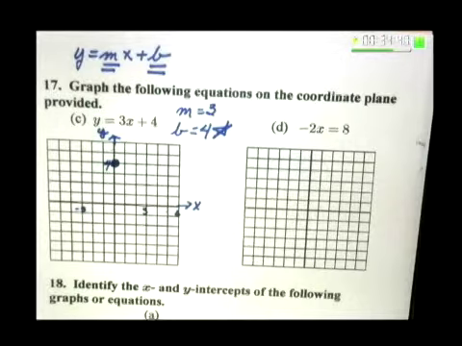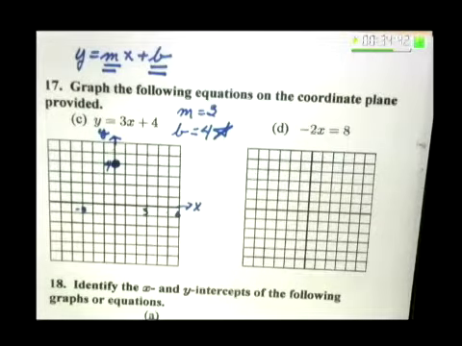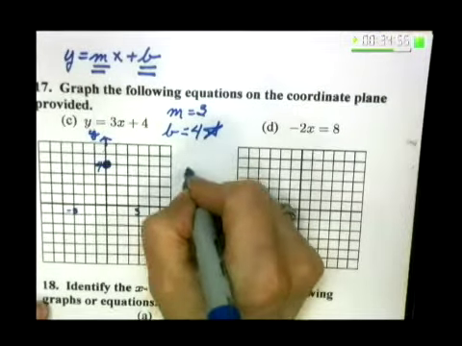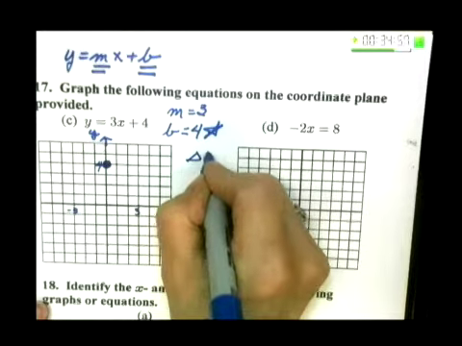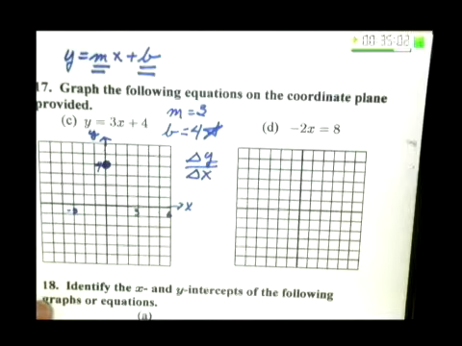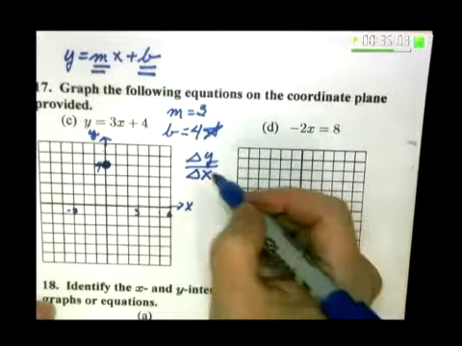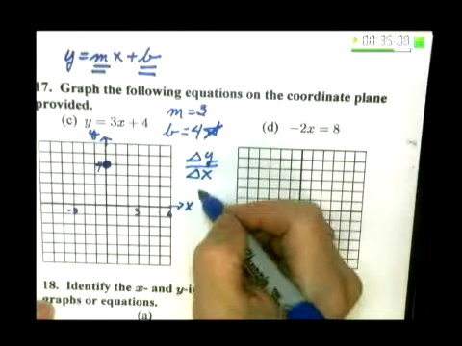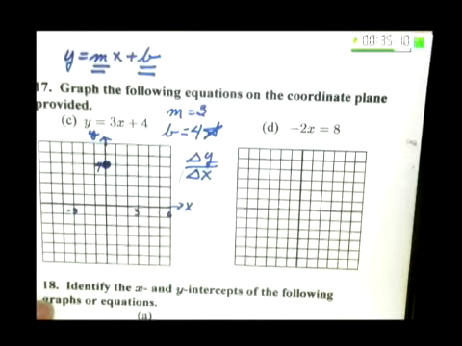Okay? Now, slope is a rate of change. How much the y changes compared to the x. It's a constant rate of change. So, in this problem, when we're doing slope, slope is the change in y over the change in x. That's how I write the word change. It's a shortcut, delta y over delta x. How much does y change compared to how much x changes?